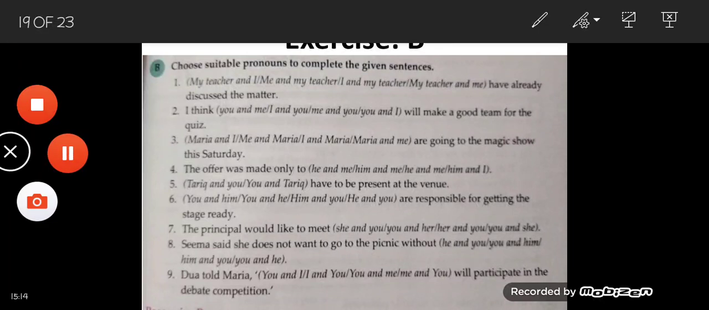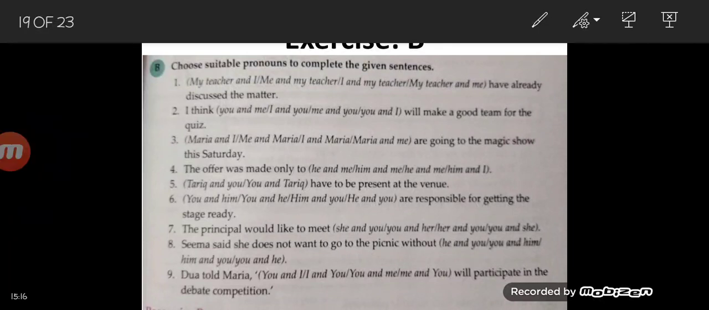So the first one is: there are three options in the first sentence. My teacher and I, me and my teacher, I and my teacher, and the last one is my teacher and me have already discussed the matter. So which one is the correct one?